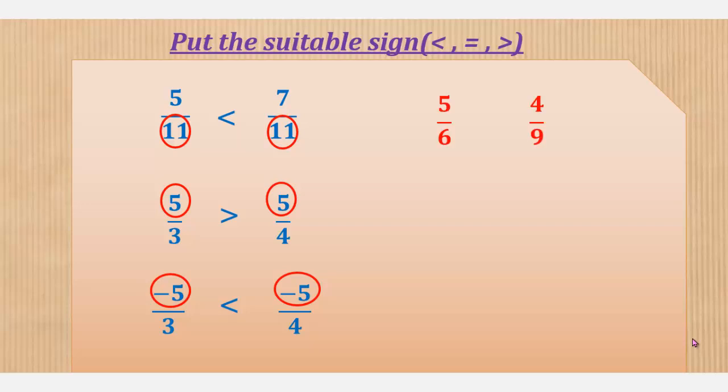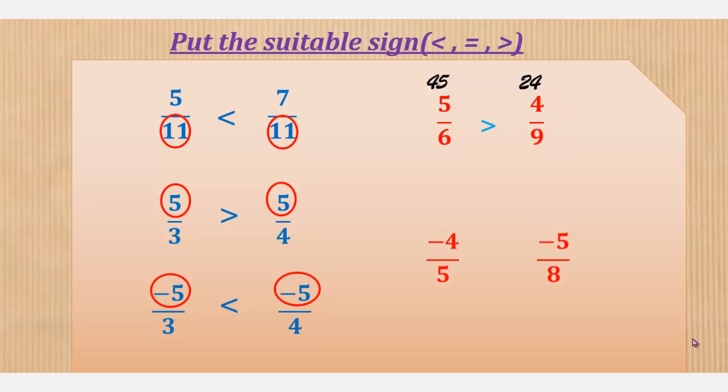Sometimes we have two fractions or two rational numbers with different numerators and different denominators. In this case, we do cross multiplication. 5 times 9 is equal to 45 and 6 times 4 is equal to 24. Which is greater, 45 or 24? Sure, 45 is greater, so 5 over 6 is greater than 4 over 9.